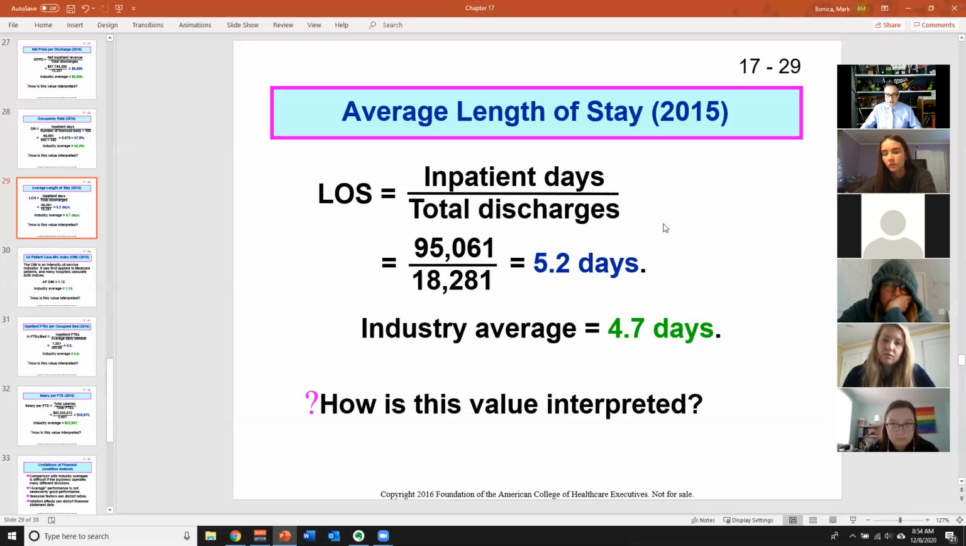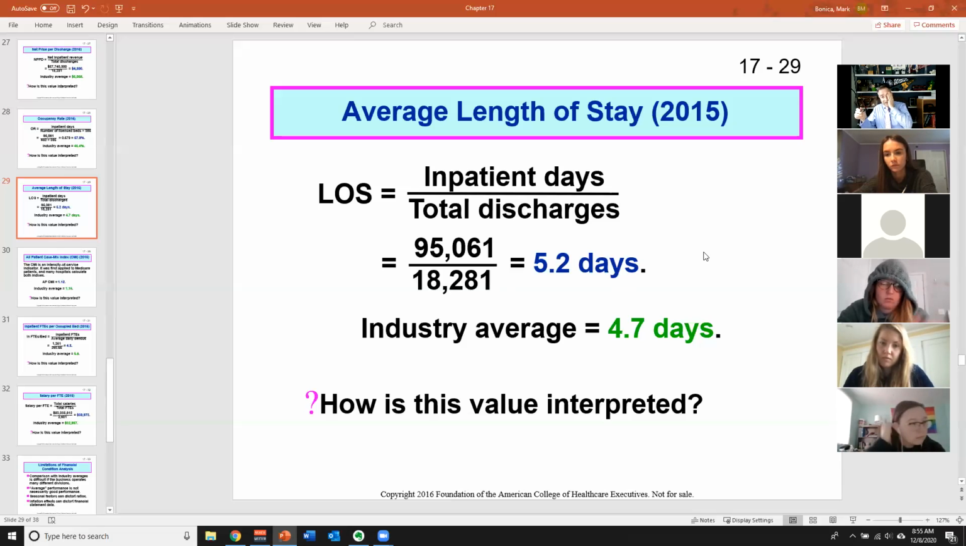So I can kind of manipulate this around. If I have a 5.2 average length of stay, and I multiply it by 18,000 discharges, I get the number of patient days that I have. So if I have one patient stay for 3 days, that's 3 inpatient days, and I have another, and they add all those up to my inpatient days. The industry average is 4.7, they have 5.2, so it's a little long.